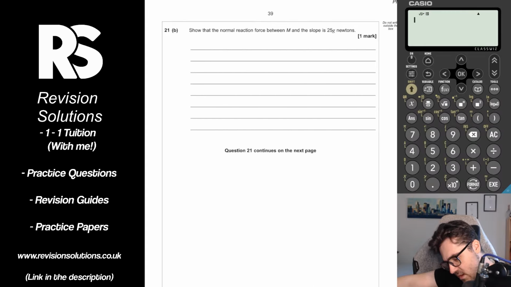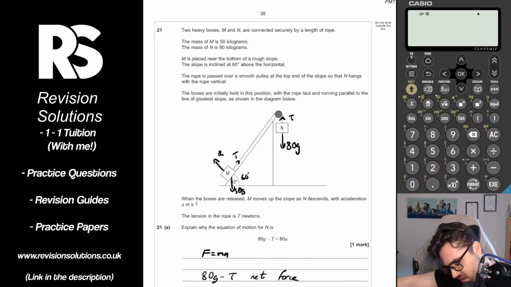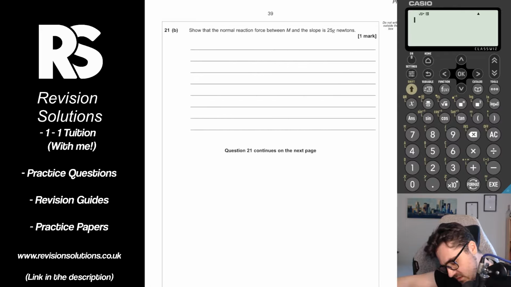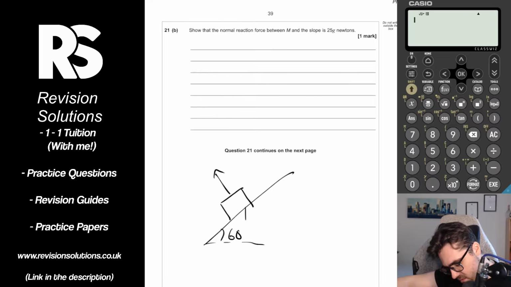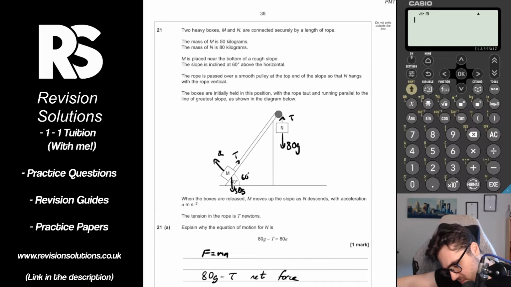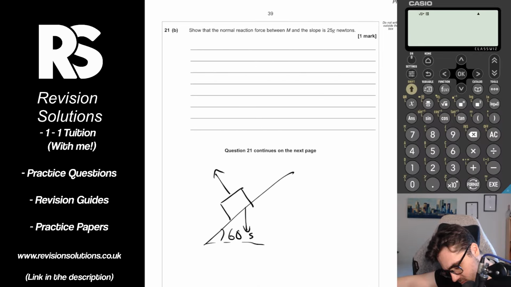Then it says show that the normal reaction force between m and the slope is 25g. So that's just us resolving that. If I draw another sketch here, we've got our block. This angle is 60, a reaction like this, and we've got, what was this? This was 50g. Oops, 50g. So if we resolve perpendicular, this angle is also 60 degrees. So this side of this triangle would be 50g times cos 60.